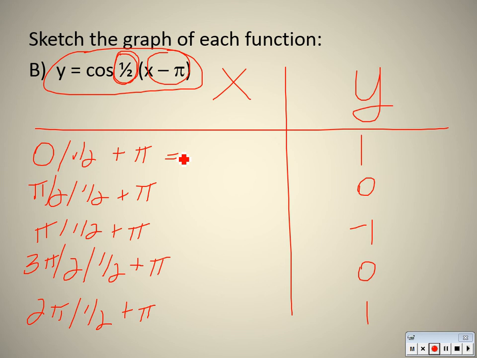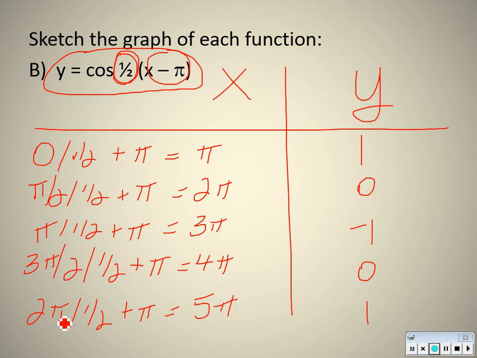So when I work this out, 0 divided by 1/2 is 0, plus pi is pi. Pi over 2 divided by 1/2 is pi, plus pi would be 2 pi. Pi divided by 1/2 is 2 pi, plus pi would be 3 pi. 3 pi over 2 divided by 1/2 is 3 pi, plus pi would be 4 pi. And then finally, 2 pi divided by 1/2 is 4 pi, plus pi would be 5 pi. So those are the x values that I get there.